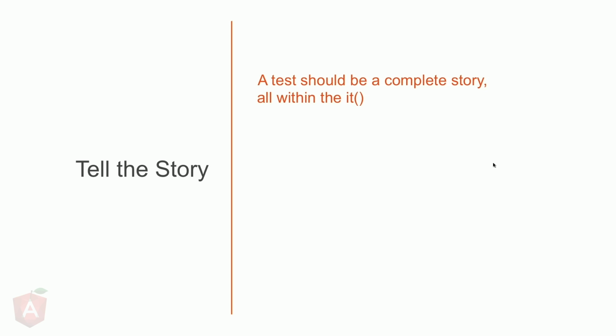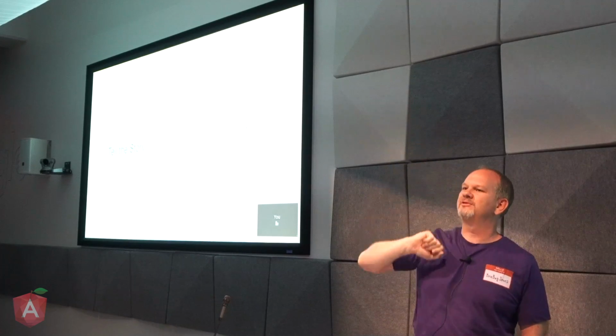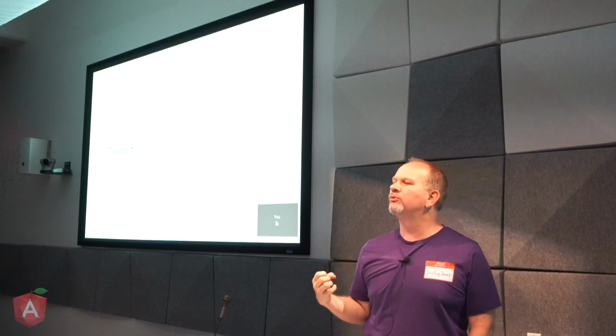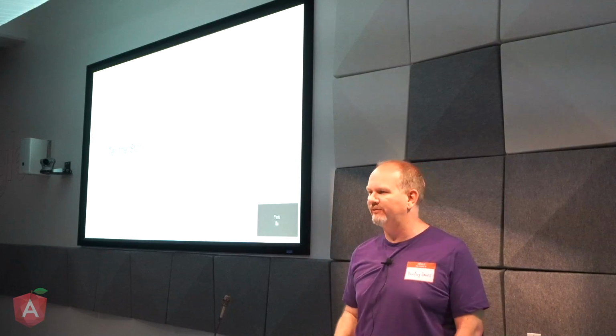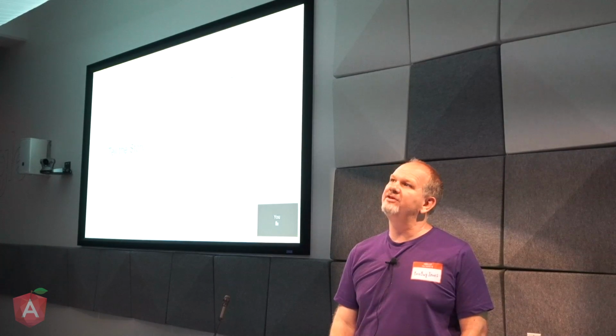A test should be a complete story, all within the it. Ultimately I might have 10 or 15 tests about one method, right? So if I'm down on the 15th test, I shouldn't have to scroll back up to the beforeEach to figure out what's going on. It shouldn't be so relative to what I'm doing that I have to constantly refer up to that. If I am, then I need to move that code down into the it, right? Everything should be within the it.